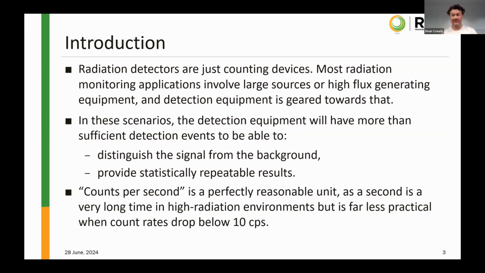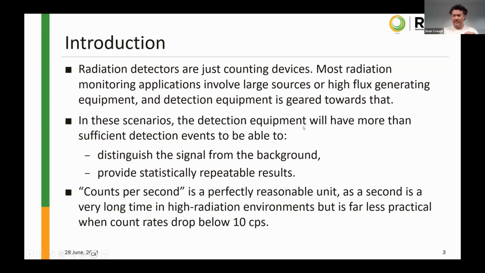Like if you're getting 300,000 counts and background's 0.7, you don't have to be a rocket scientist to figure out what's going on there. And because of those high count rates, it's very statistically repeatable, so we usually don't report errors in that sort of stuff. Like if you do a gamma survey around a nuke med lab, you'll get 10. You don't get 10 plus or minus 2.